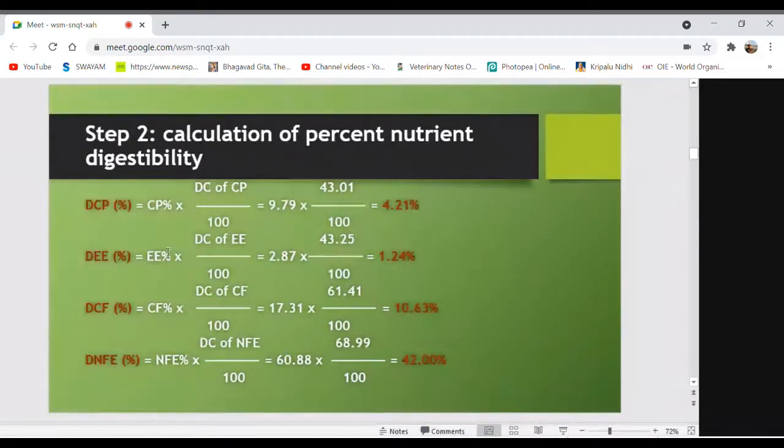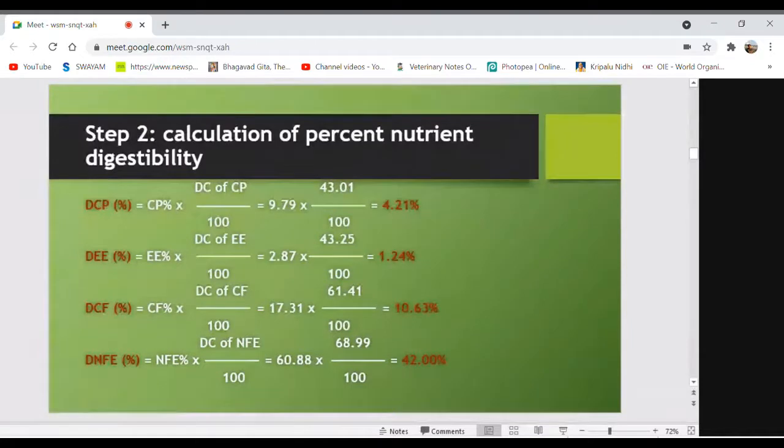But for calculation of TDN percentage, you will need these three. Then DEE percentage: ether extract percentage times DC of ether extract divided by 100. So this way it will be 1.24%. Then DCF, digestible crude fiber percentage: crude fiber times the digestibility coefficient of crude fiber divided by 100. That way we'll get 10.60%. Then digestible NFE percentage: NFE times DC of NFE divided by 100, you'll get like this. Okay, clear to everybody?